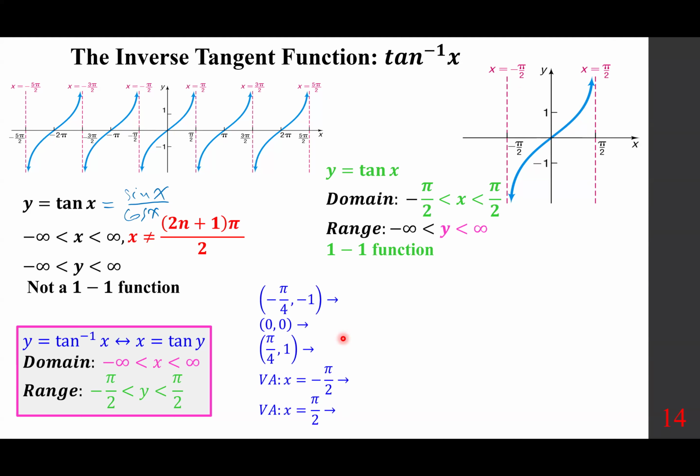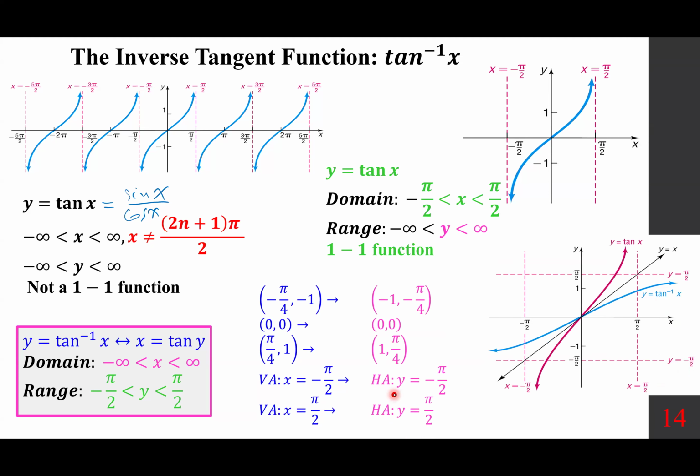For this one, the same. For this one is 1 comma power 4. If the vertical asymptote has the equation x equals minus power 2, its inverse has the horizontal asymptote with the equation y equals negative power 2. And the same thing here, x equals power 2 refers to the horizontal asymptote y equals power 2.